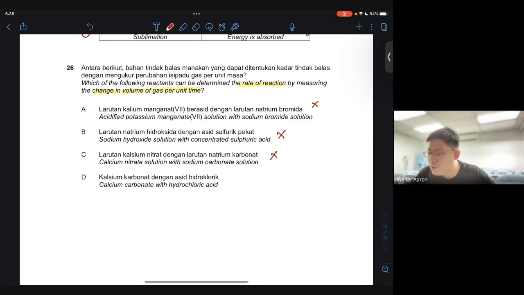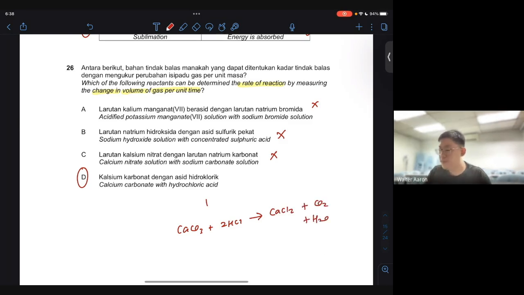Okay, calcium carbonate with hydrochloric acid. Why? Because you see over here, this one produces a gas. If you have calcium carbonate reacting with hydrochloric acid, you'll form calcium chloride, carbon dioxide, and also water. So here you can see there's carbon dioxide gas being produced already. C doesn't have a gas because the carbonate over here will combine together with the calcium to form calcium nitrate. So that's technically not accurate. Best answer will be D.